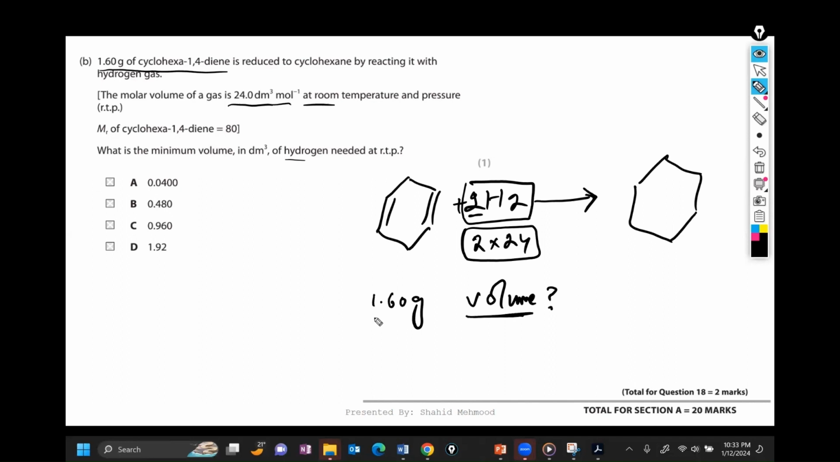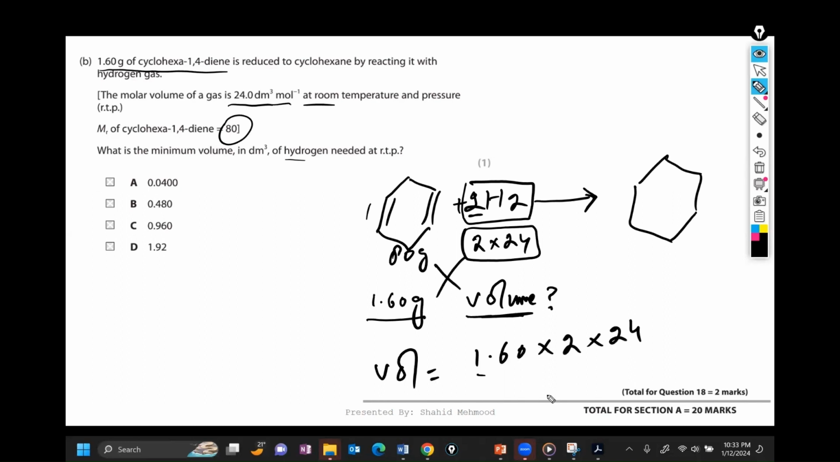Why do we write volume here? Because this is volume, and this is mass. So this is 1 mole and the mass of 1 mole is 80, so this is 80 gram. Now you cross multiply. So volume is equal to 1.60 times 2 times 24 divided by 80. And we will get the answer 0.96 dm³. And our option is option C.